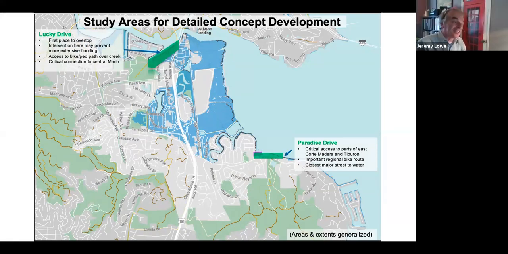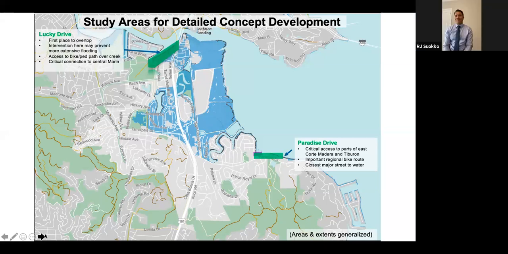To reflect the differences in vulnerability and the potential adaptation measures that could be taken on the shoreline, we've divided the Corte Madera shoreline into 4 areas, as has already been discussed. These areas each have unique sets of challenges and opportunities. And now RJ will focus on Paradise Drive and Lucky Drive. Take it away. Thank you, Jeremy.